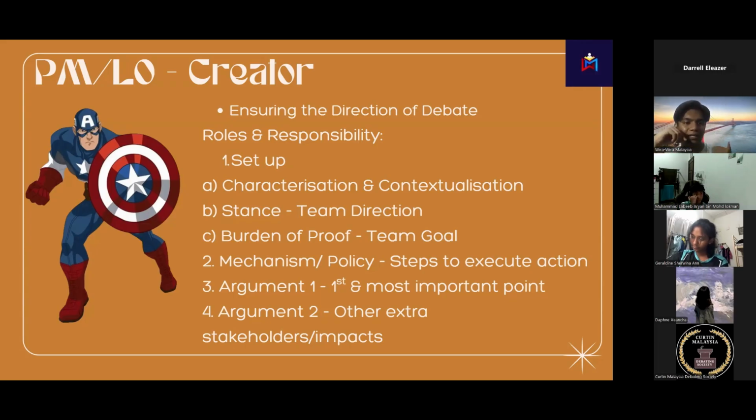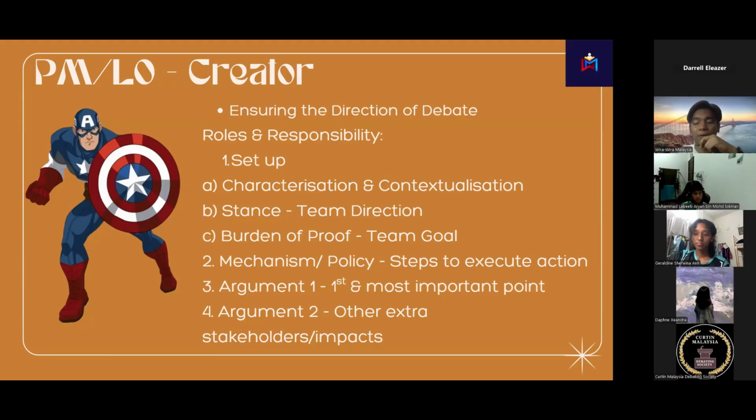Different motions will have different types of mechanism and policy, which I will explain at the end of this specific session. So hold on to that thought, but just be clear that you will need to create some form of action or process to also tell judges how exactly will your solution come to place and how will it work. This part here will also likely take 1 to 2 minutes. I think really good first speaker speeches.